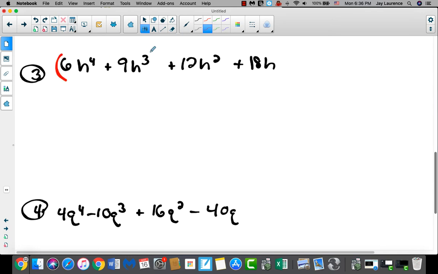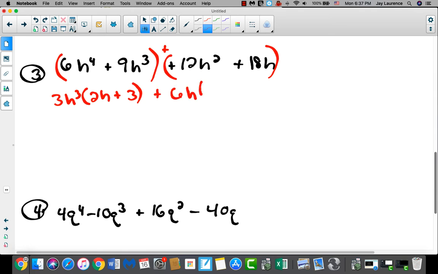Okay, first of all, I'm going to group like this. The GCF of the first quantity is going to be a 3h cubed, leaving me with a 2h plus 3. Okay, and then I'm going to factor out a 6h from the second group. That's going to leave me with a 2h plus 3. I'm going to have a quantity of 2h plus 3 times a quantity of 3h cubed plus 6h.